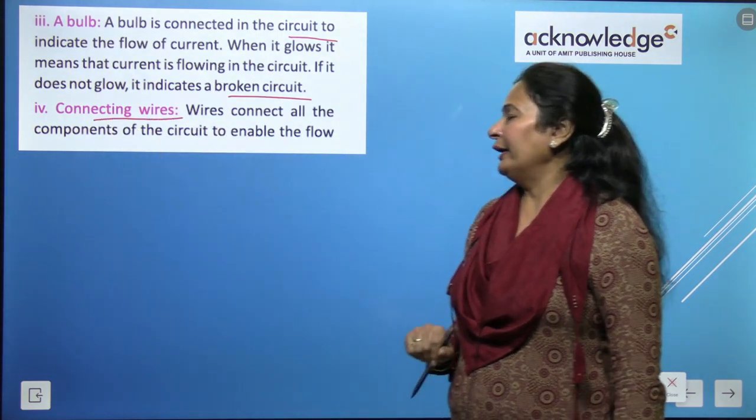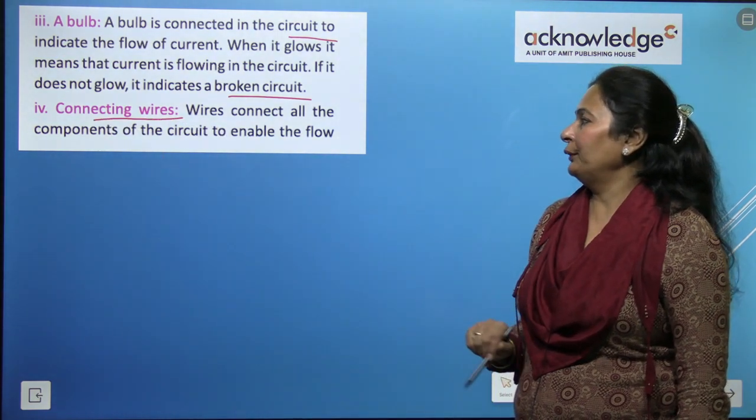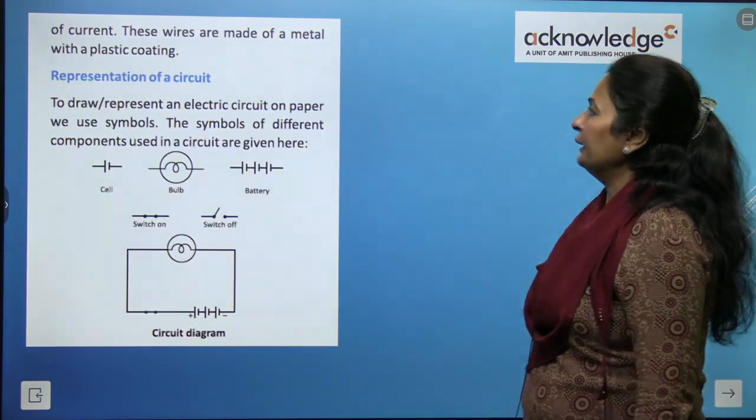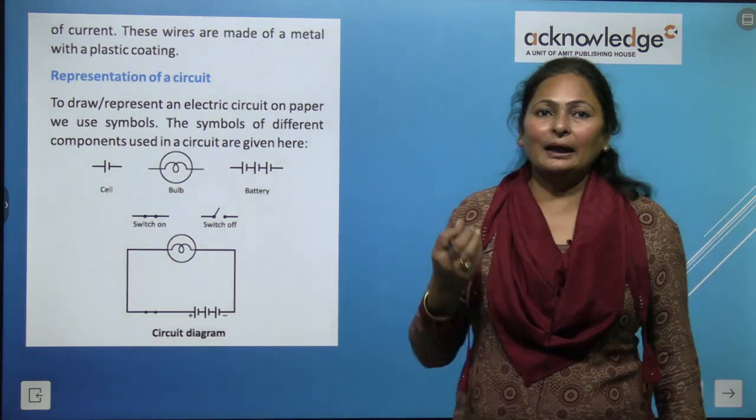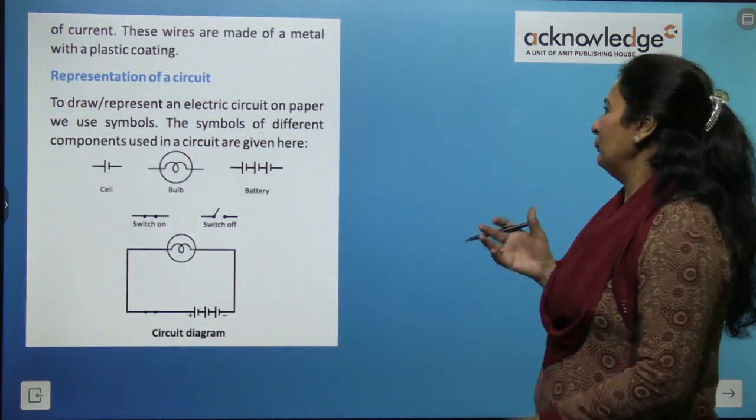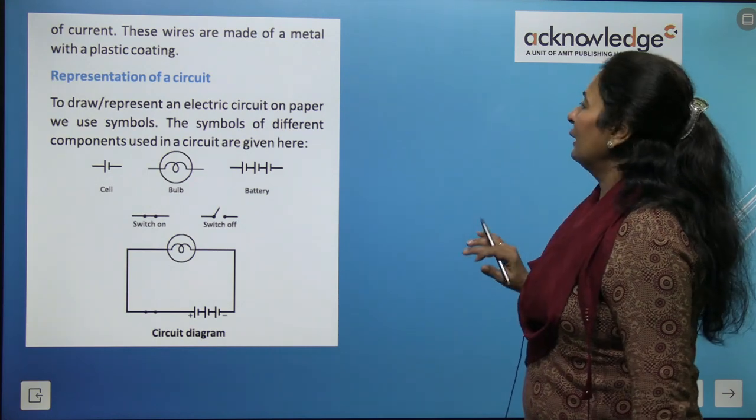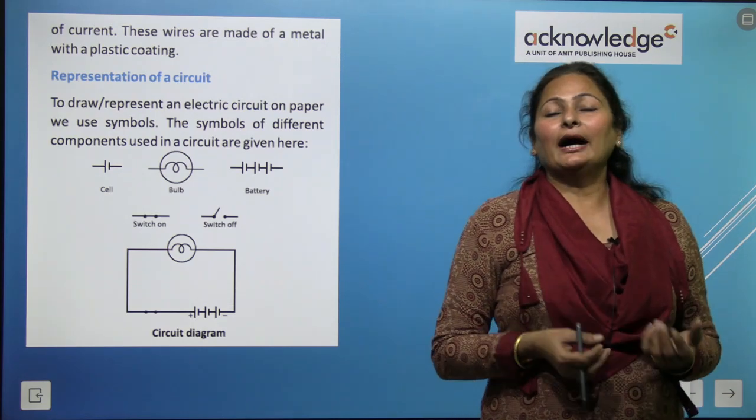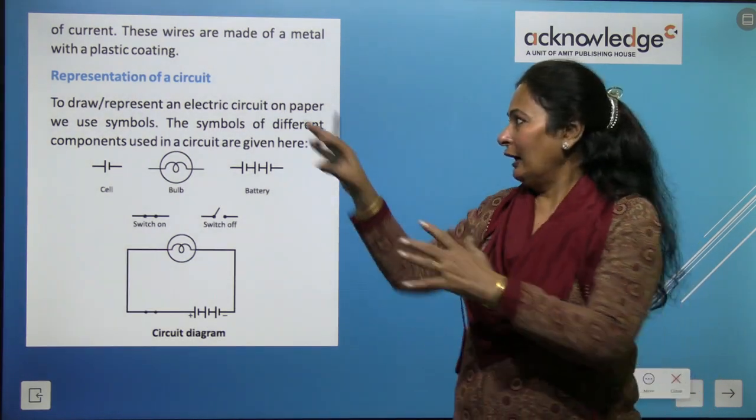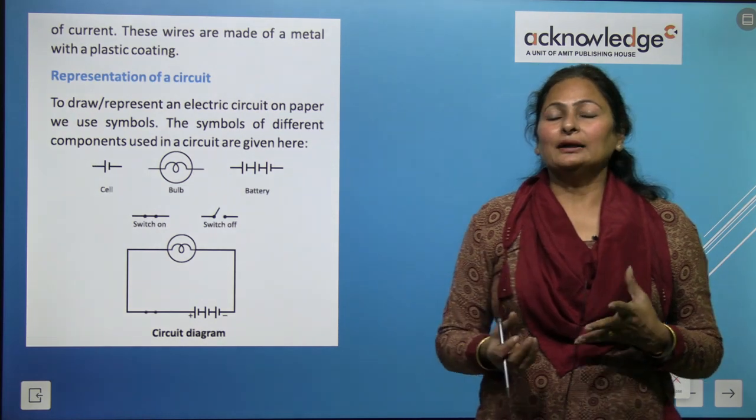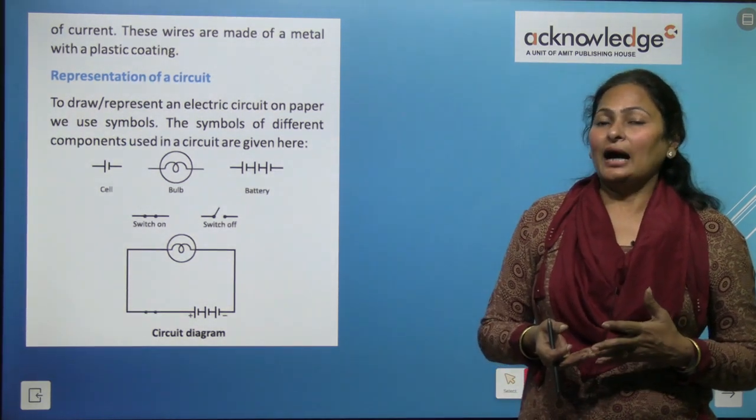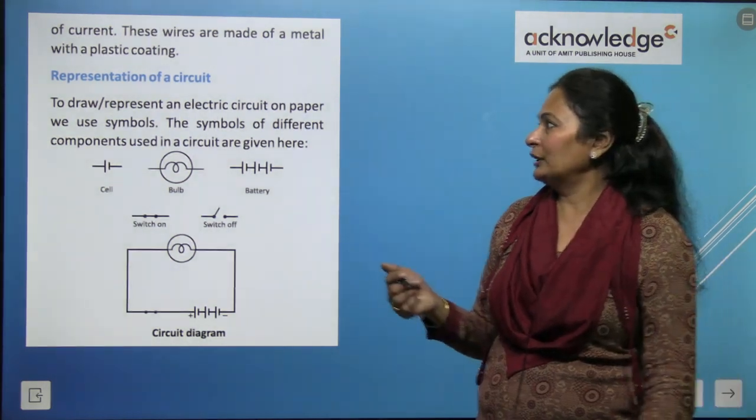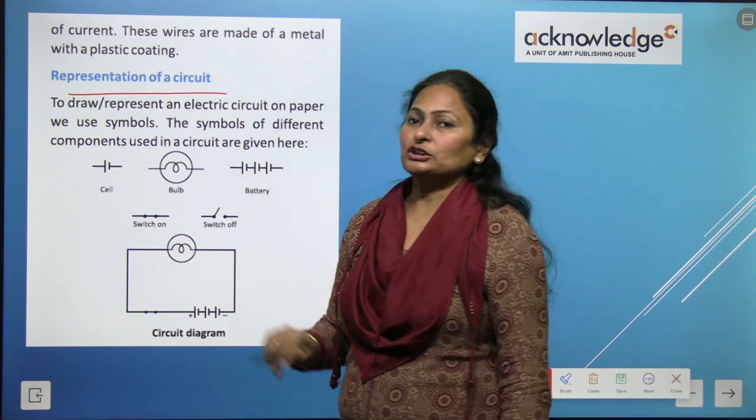Now connecting wires. Wires connect all the components of the circuit to enable the flow of current. These wires are made up of metal with a plastic coating, right? I'll tell you why the plastic coating is necessary after this. But here the wires are also needed to connect this circuit for the connection. So, representation of a circuit.